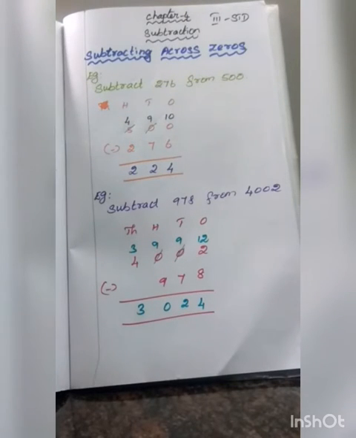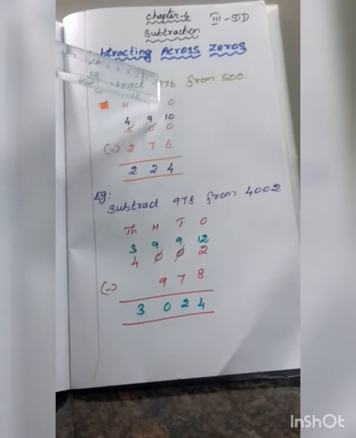Next you have to write the next number. Only 3 digits are there, so you have to write up to hundreds: hundreds, tens, ones. Arrange the number 500 in the place values as 5, 0, 0. Next number 276: 2, 7, 6. Next you write the subtraction symbol, minus, at the side. Now you start to subtract from the ones place column.